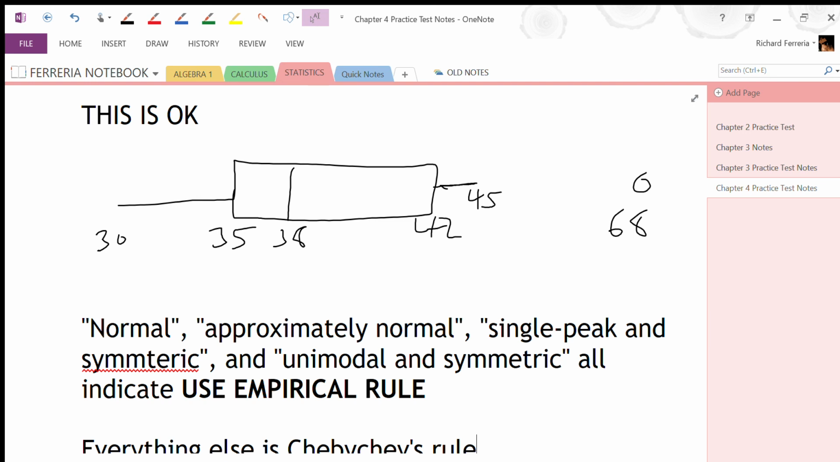Is it also like 68% or more? No, the empirical rule is approximately 68%, not 68% or more, just approximately 68. That's why the empirical rule is a little bit more exact than Chebyshev's rule. Exactly.